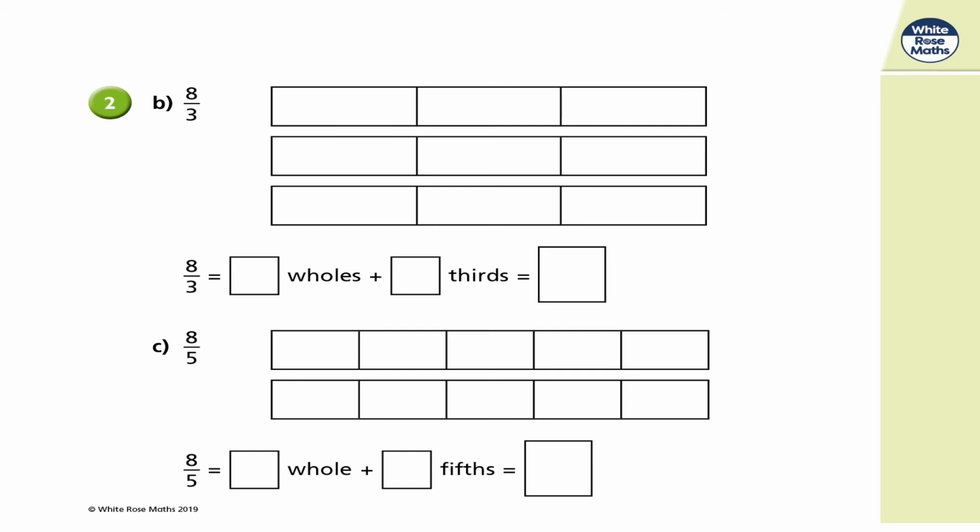Okay, so if I was to shade in 8, I would shade 1, 2, 3, 4, 5, 6, 7, 8. So I would have 1 whole one shaded, and I would shade 3/5. So it'd be 1 and 3/5.